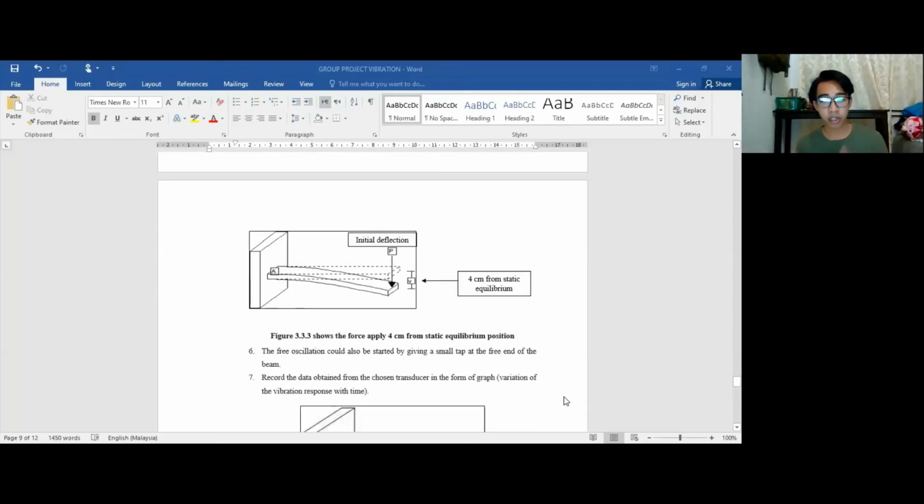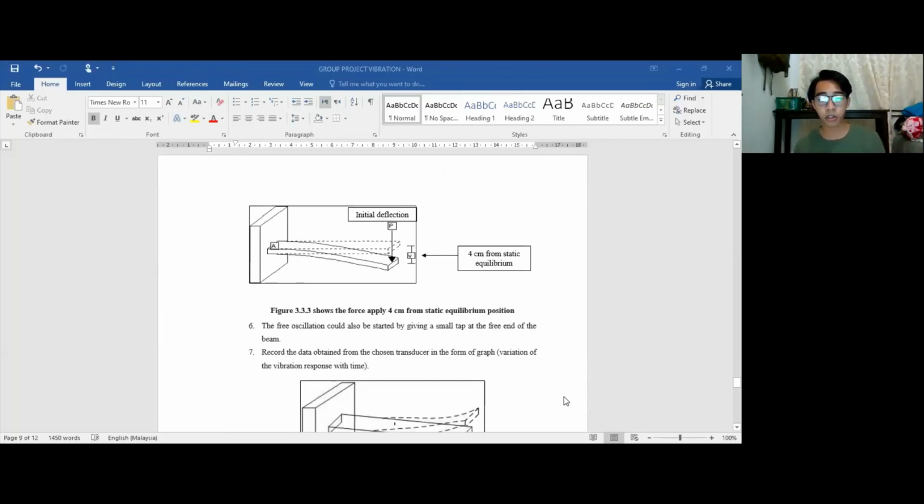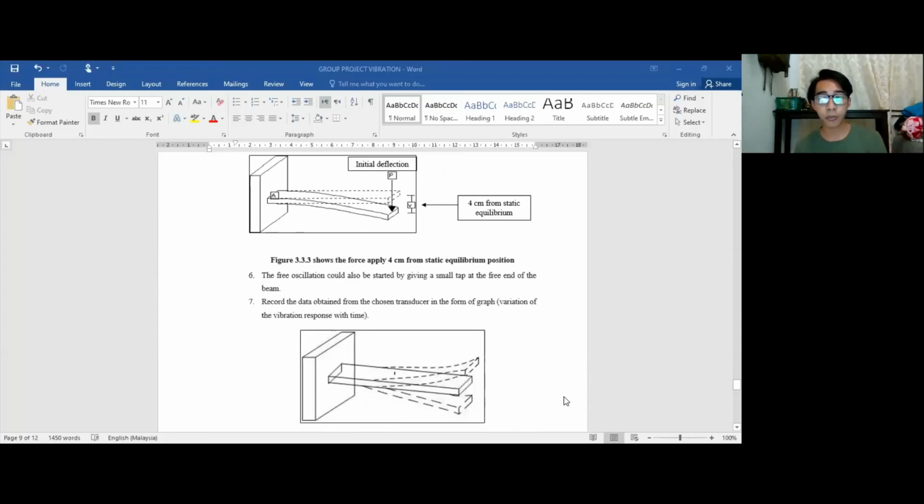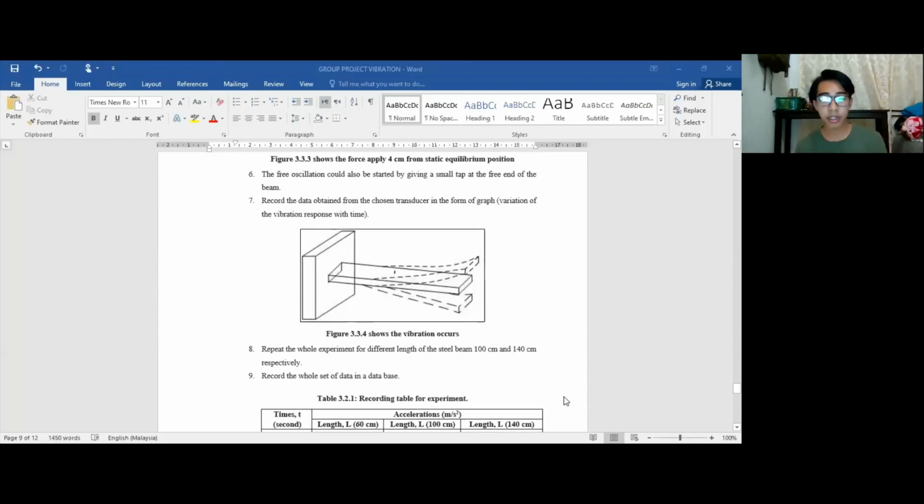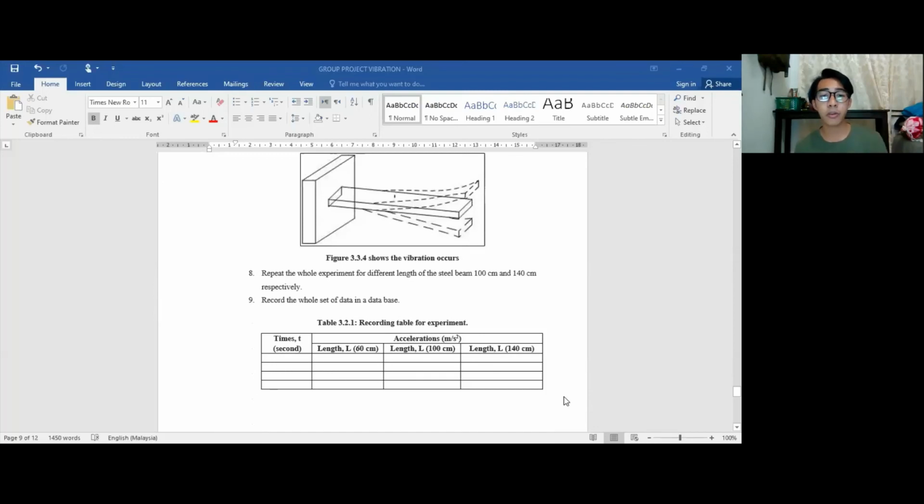Then the free oscillation occurs. Then we record the obtained data from the transducer into the table below. As you can see below, there is a table. We record all the times with the acceleration.